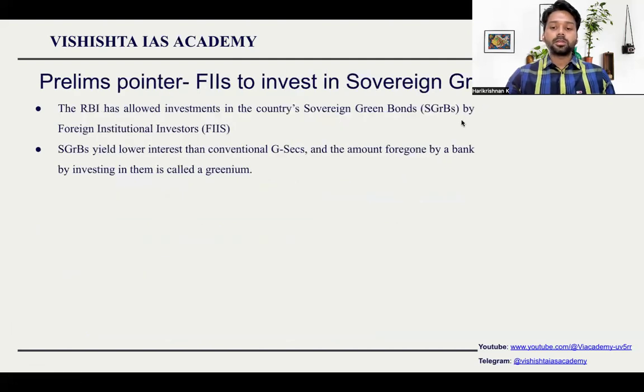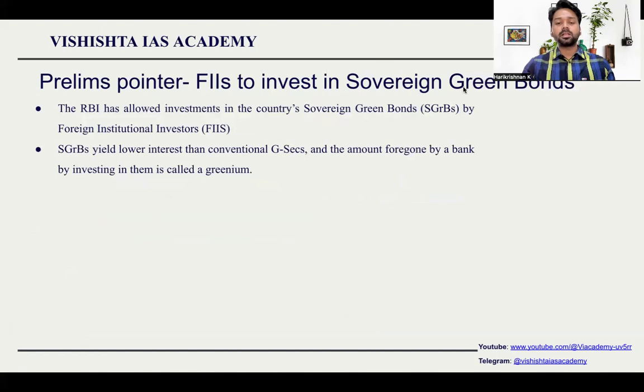One important point for prelims, foreign institutional investors. Recently, the RBI has said that it will allow the foreign institutional investors to invest in sovereign green bonds. What exactly is a sovereign green bond? A sovereign green bond is similar to a normal sovereign bond, but it is used for renewable energy projects. Renewable energy projects such as solar projects, gas projects, etc. Even hydropower projects of less than 25 gigawatt are known as renewable projects only. So for all these things, they will be using it.